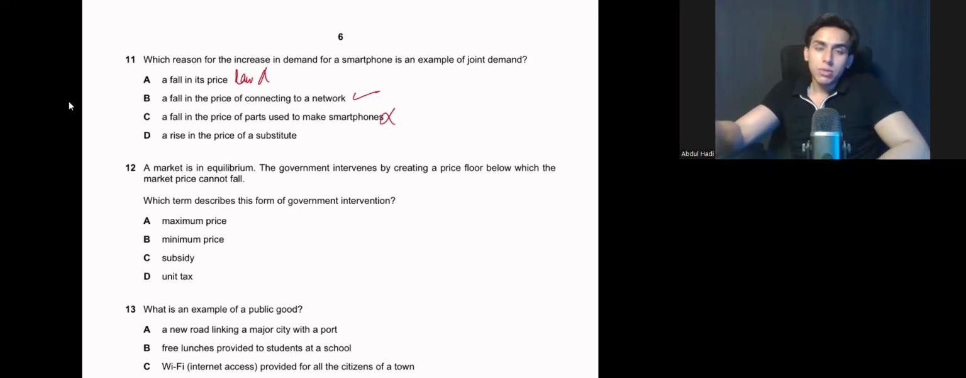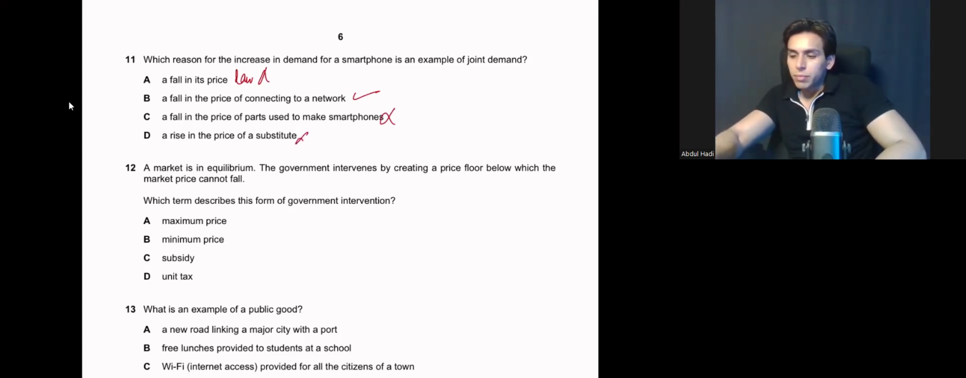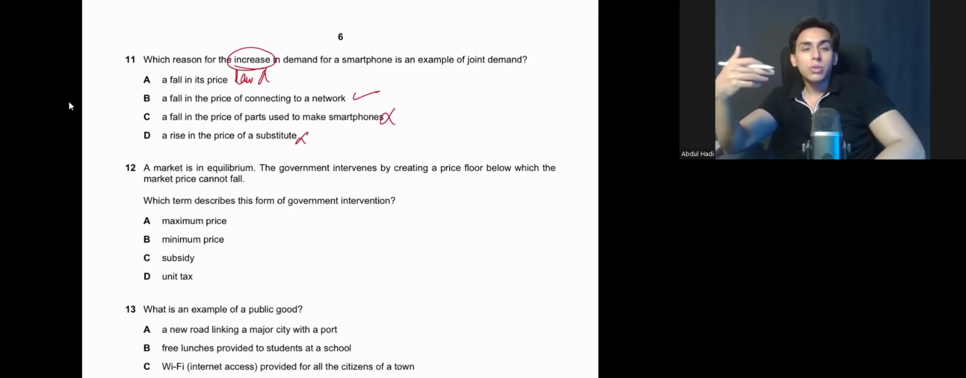A rise in the price of substitute? No, because it is saying an increase in joint demand. If there is a rise in the price of a substitute, it will increase demand, yes, but it is not necessary that it will lead to an increase in joint demand. All right. So the answer is B.